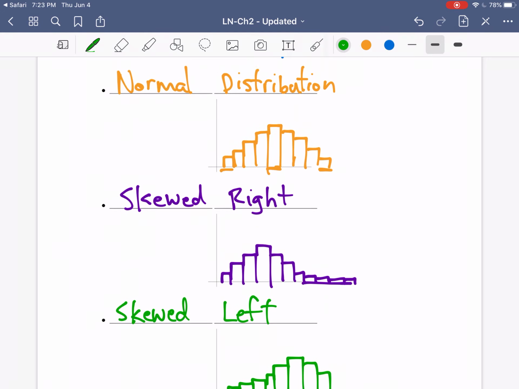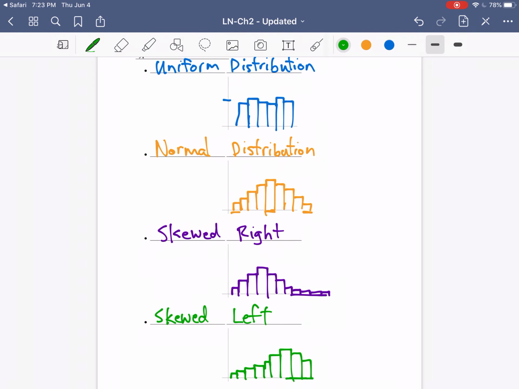So those are four ways that we can look at histograms and say, based on this histogram, here's how I would describe it: having a uniform distribution, a normal distribution, skewed right or skewed left. Those are certainly not the only ways, but those are four ways that we might describe some of our histograms.